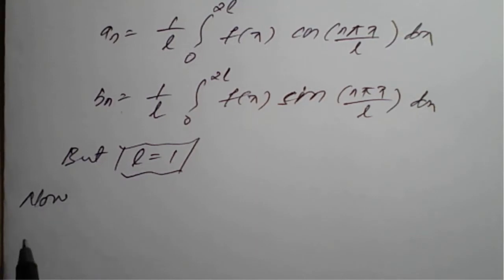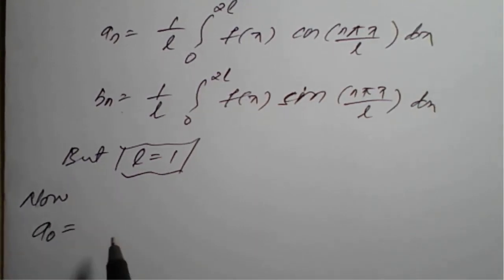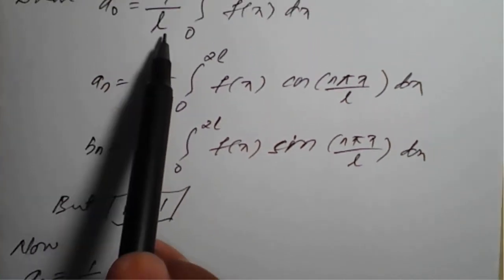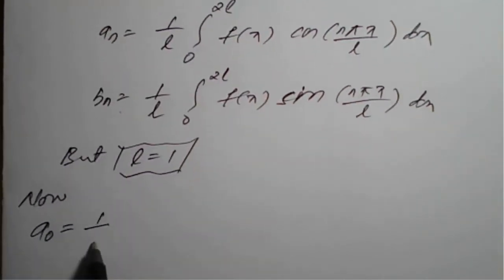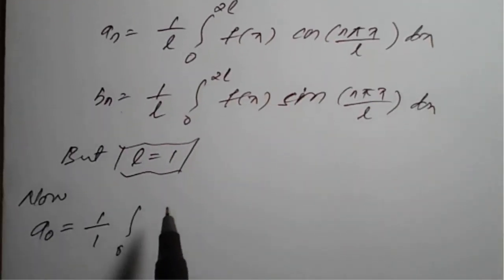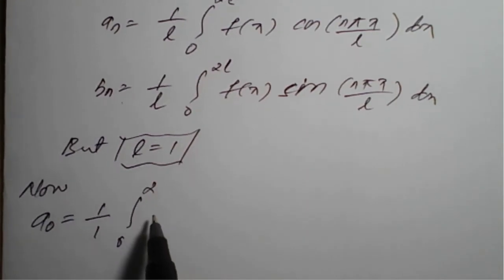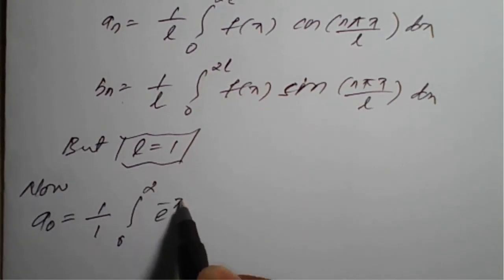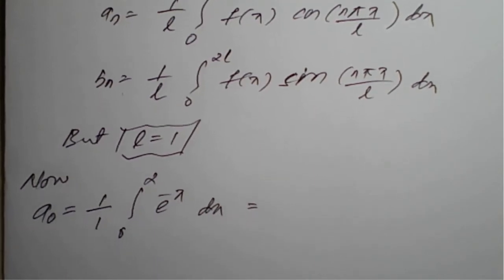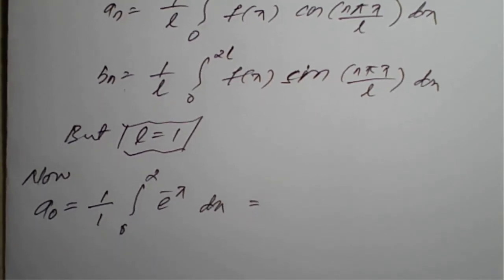I will work out a0 first. a0 is equal to 1/L, where the L value is 1, so I will take 1, integration from 0 to 2L. L value is 1 means 2 into 1 is 2. So f(x) is e^(-x) dx. On integration, we need to simplify the integration of e^(-x) now.